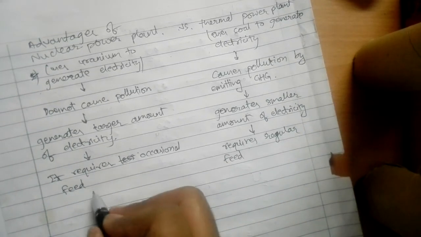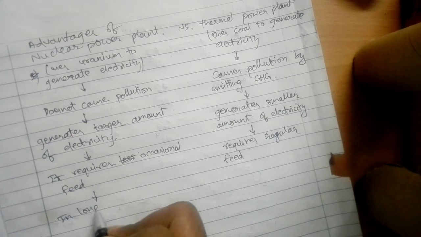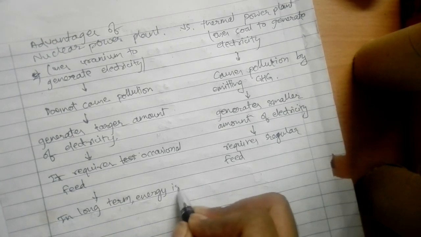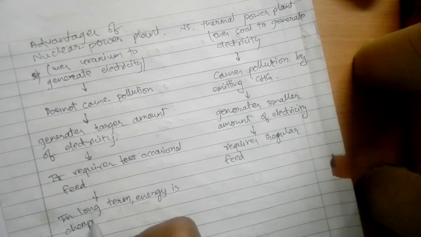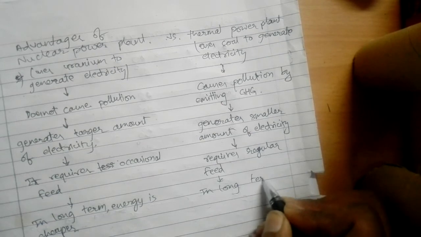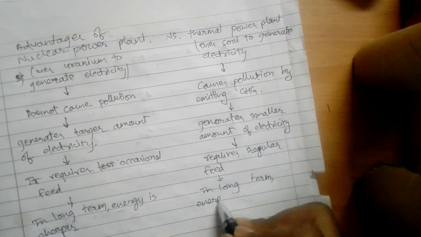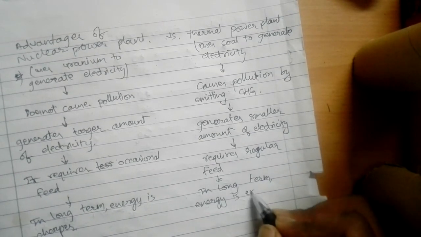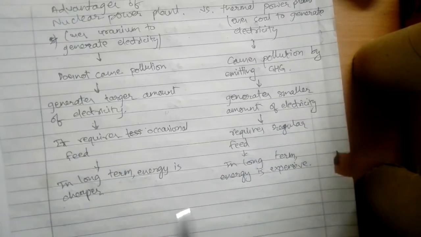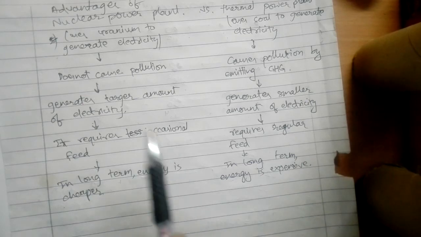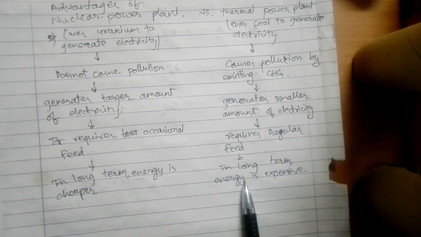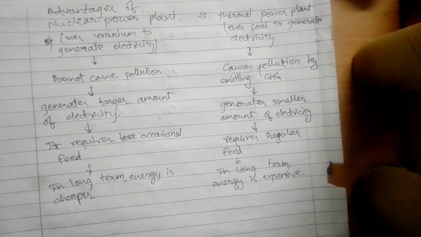So in the long term, nuclear energy is cheaper. And here, in the long term, thermal energy is expensive. Okay, if we calculate from a long term perspective, then electricity produced by a nuclear power plant is cheaper than electricity produced by a thermal power plant.